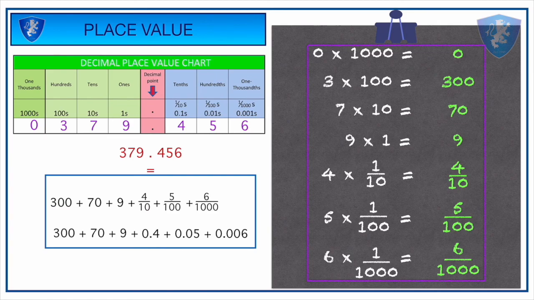And those are the values. Now what we've done here, that's 300, then that's 70, and that's 9, plus the 4 over 10, plus the 5 over 100, and plus the 6 over 1,000. Now, I've written this back into this decimal form here, 379, and 4 over 10, as you know, is 0.4. And 5 over 100 is 0.05. And 6 over 1,000 is 0.006. And so this is explained here.